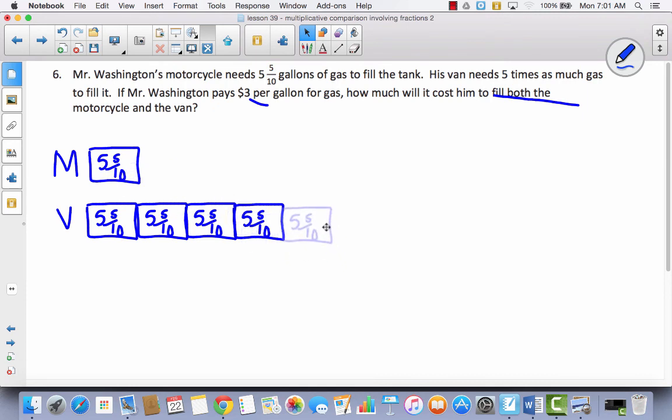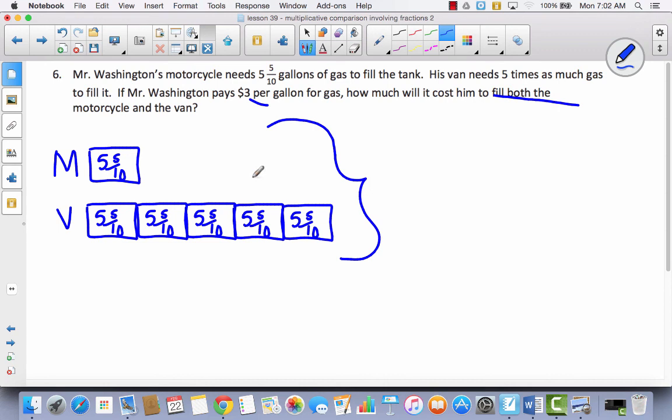Now, I've got to figure out what this problem is asking me. I'm filling up both of these vehicles, and it's $3 per gallon. So I'm thinking this is a two-step problem. And in the first step, I want to know how many gallons of gas he needs first. So this is what I'm going to solve for first, a total. Now I could find a total for the van and add it to the motorcycle, but because I see 5 and 5/10, 1, 2, 3, 4, 5, 6 times, I'm going to say 6 times 5 and 5/10 will give me a total of the number of gallons.